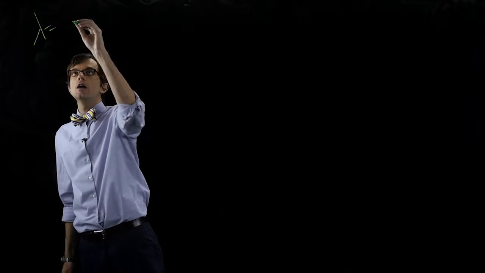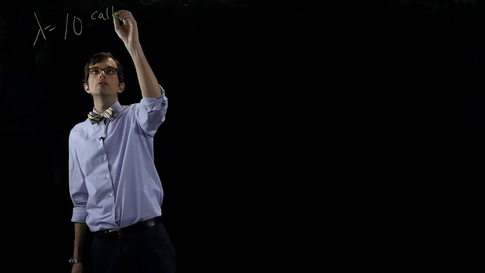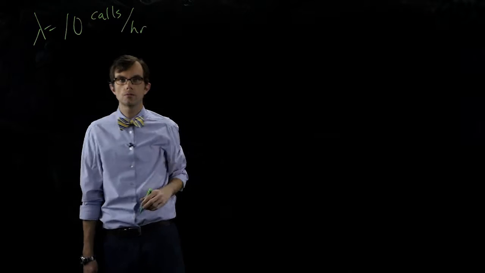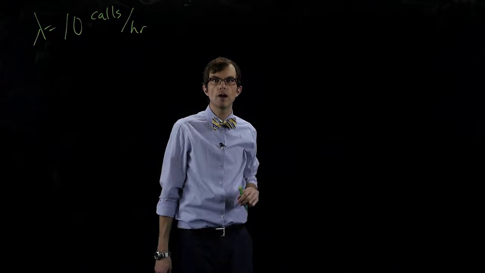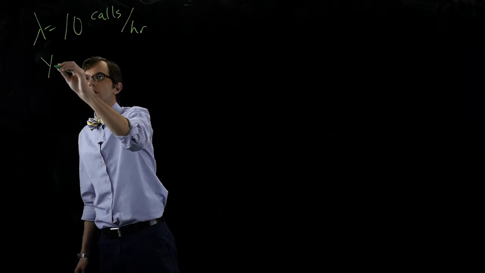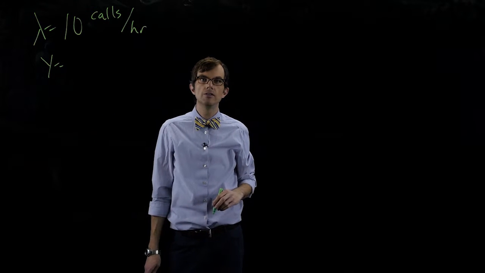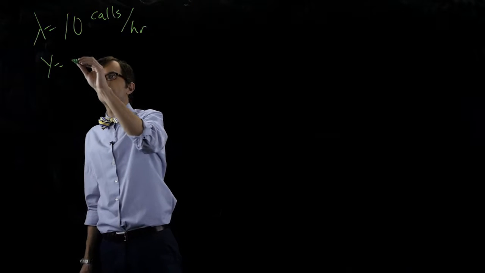Okay, so we said that there were, on average, 10 calls per hour. That's some number of occurrences, 10 calls per some interval, hour. So we've got a lambda of 10 calls per hour. And we want to name a random variable, y. And let's say that y is the number of calls that we receive in an hour.